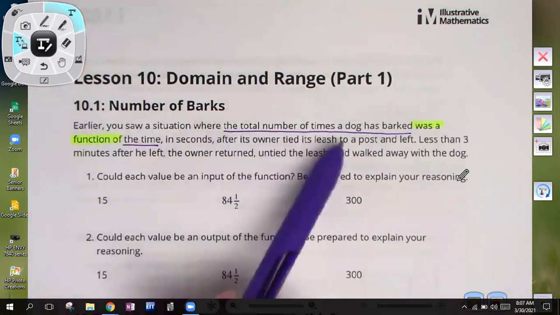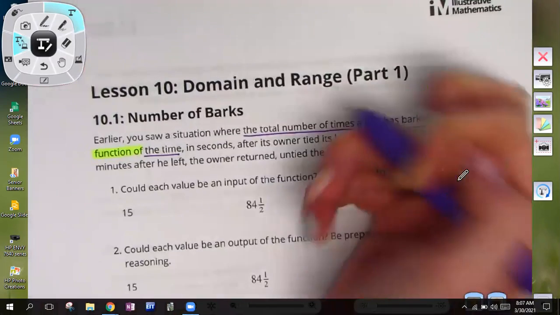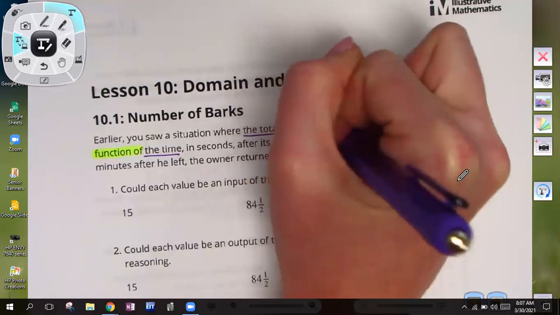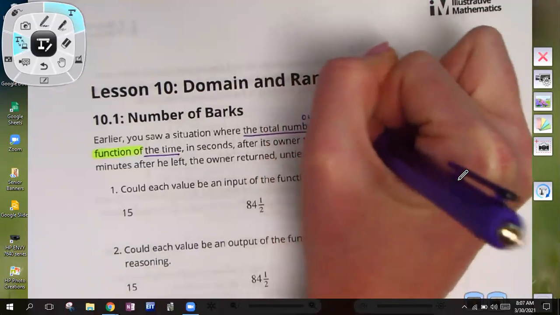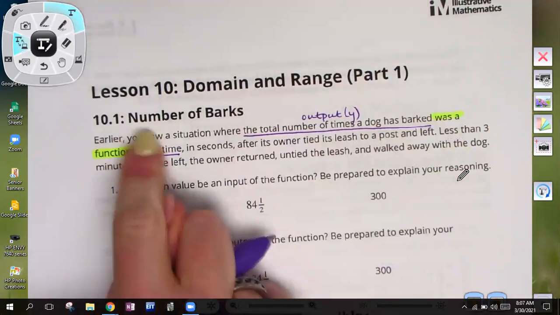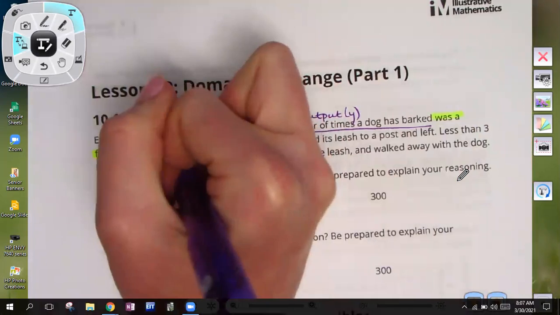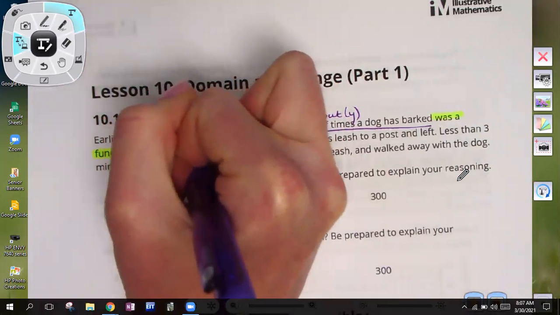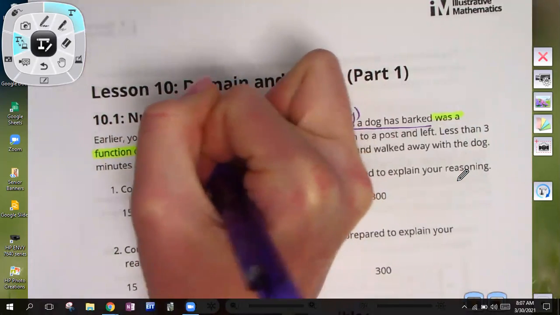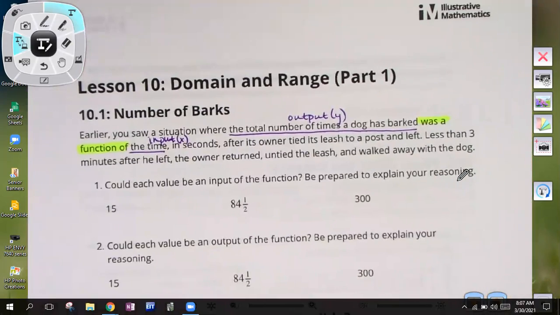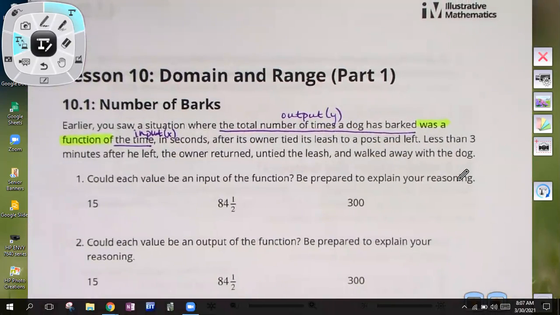The first one is the output, the y value, because the y value depends on the x value. So the input would be time. The number of barks is dependent on how much time has passed.